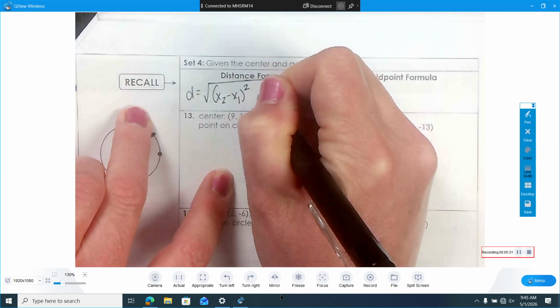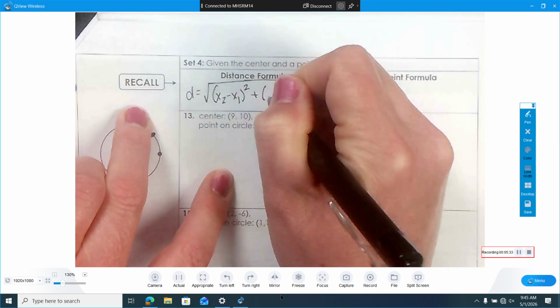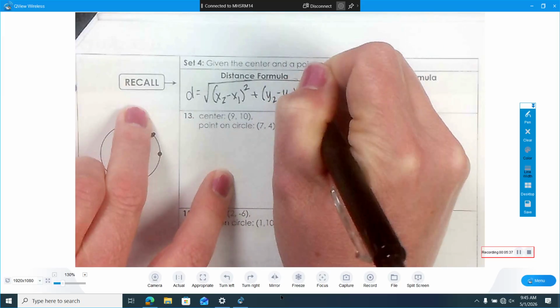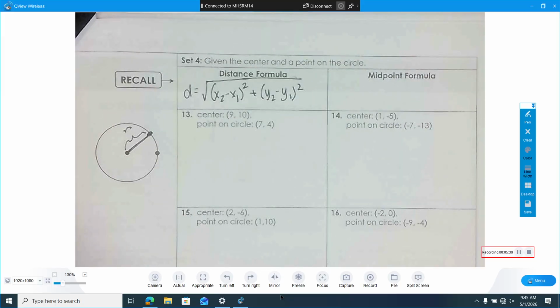Squared, plus y2 minus y1 quantity squared. So this is the distance formula: x2 minus x1 quantity squared plus y2 minus y1 quantity squared. But, I'll just leave it at that.